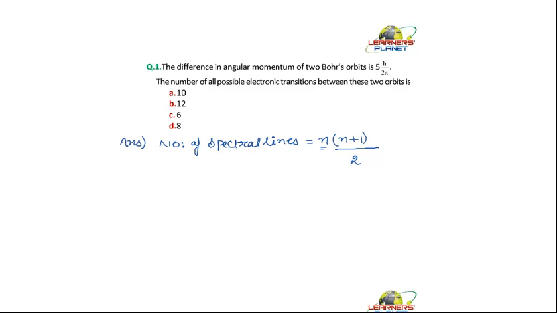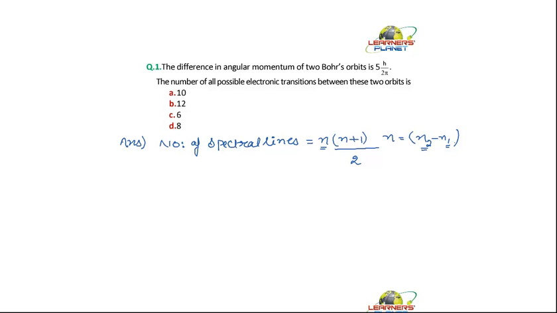Now what is this n here? Students, this n is equal to n1 minus n2, or you can say n2 minus n1, that is the difference between the two energy levels. So what is this n here? n is the difference between the two energy levels, that is n2 minus n1. So in this question, what do we require? We require this n2 and n1. What are these?